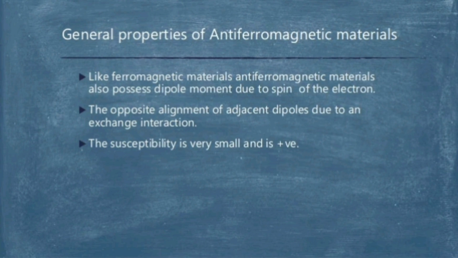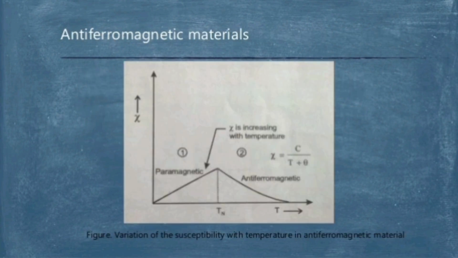Some of the general properties of antiferromagnetic materials are: the opposite alignment of the adjacent dipoles due to an exchange interaction. Like ferromagnetic materials, antiferromagnetic materials also possess dipole moment due to spin of the electron. The susceptibility is very small and is positive. Variation of the susceptibility with temperature in antiferromagnetic material.